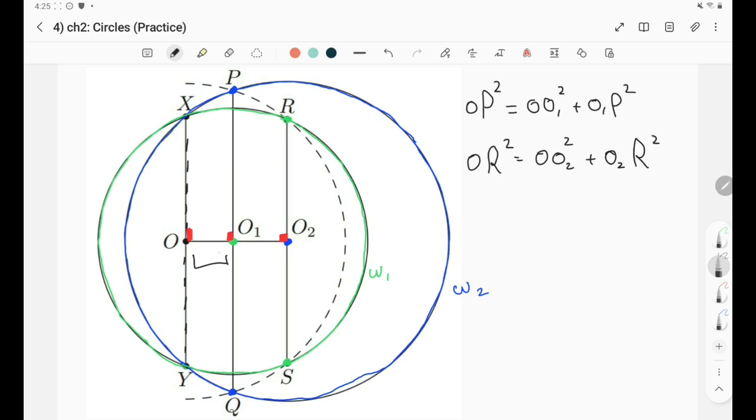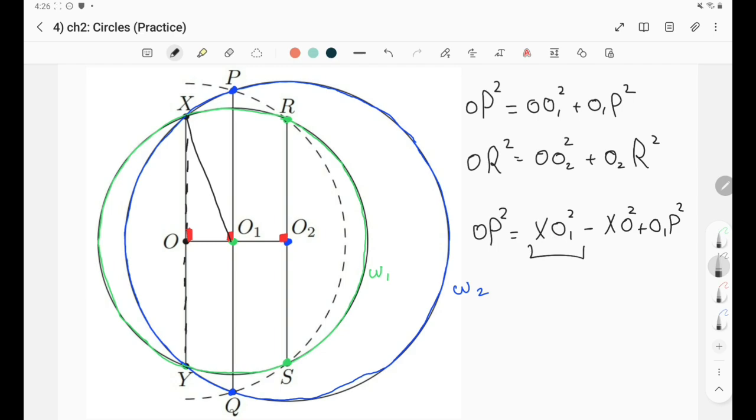Well, one idea might be for OO1 to try to break it further. We might, for example, do something like this. If we look at this triangle here, now we have OO1. We can apply Pythagoras on this triangle and get rid of OO1 into something like O1X and XO. Is this better or worse? Let's see. So now, if we do that, we're going to have OP squared is equal to XO1 squared minus XO squared plus O1P squared. Let's see. What is XO1?